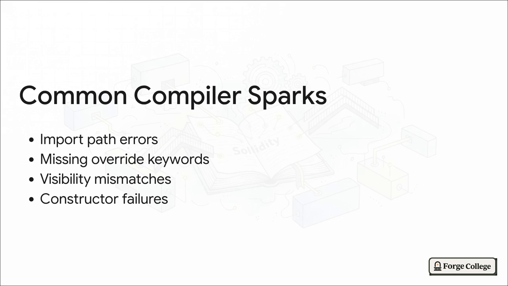Import path errors. Always double-check your relative paths. A module importing an interface usually needs a ../interfaces/ path. Missing override keywords. We joked about this earlier, but it happens all the time. Visibility mismatches, like maybe having an external function in the interface but accidentally making it public in the contract. And finally, constructor wiring failures, where you just forget to pass the required addresses when deploying your test dependencies. Just isolate the failing behavior, fix the spark, and recompile.